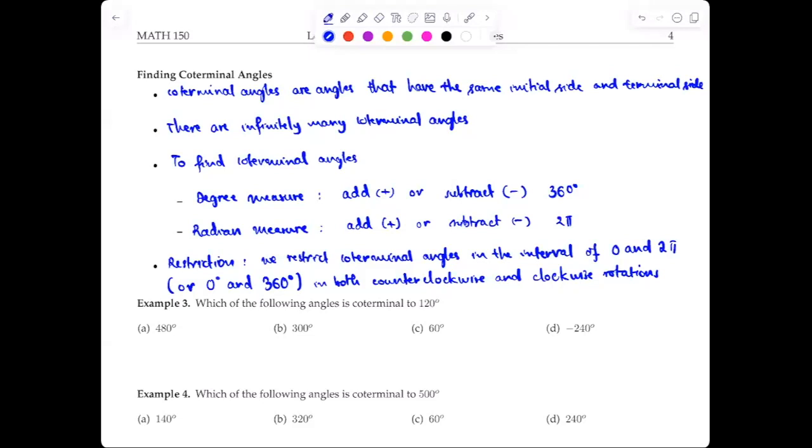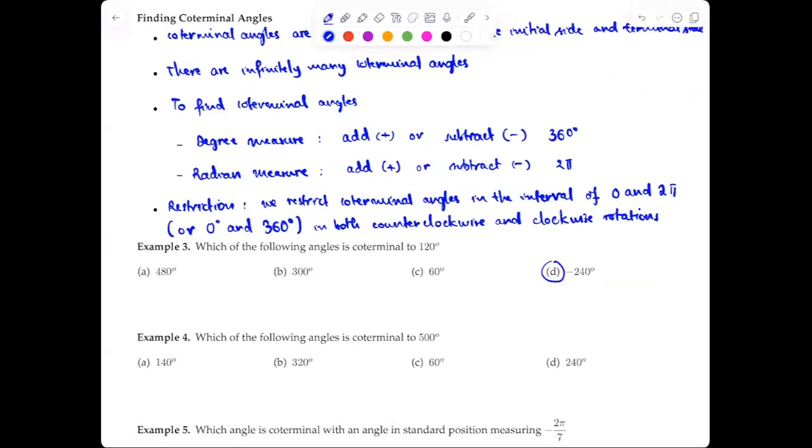Okay. So now let's do subtraction. 120 degrees minus 360 degrees, what do you get? Negative 240 degrees. So it's within the interval of consideration, in both counterclockwise and clockwise rotations. The negative is there to say that you go in the clockwise rotation. You with me on that? So therefore, the choice is D, negative 240. You understand my argument? You know why the choice is D and not A? Cool.